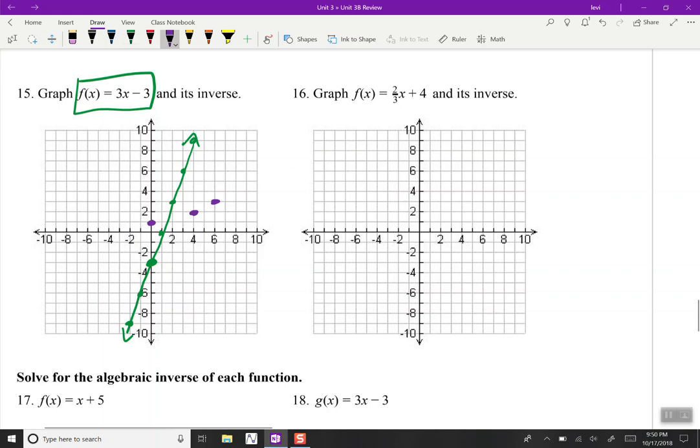I messed up somewhere. How did I mess up? Let's see here. This first point is 1, 0, so it's 0, 1. Next point is 2, 3, so it's 3, 2. That's why 3, 2 is right there. There we go. And then the next point is 3, 6, so that's 6, 3. And our last point would be 4, 9, so that's 9, 4. 9, 4 right there. And then as we move this way, we're at 0, negative 3, so that's negative 3, 0.